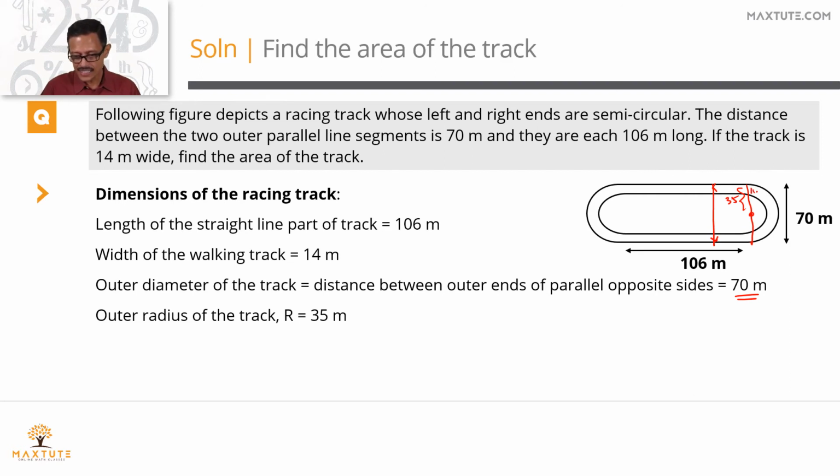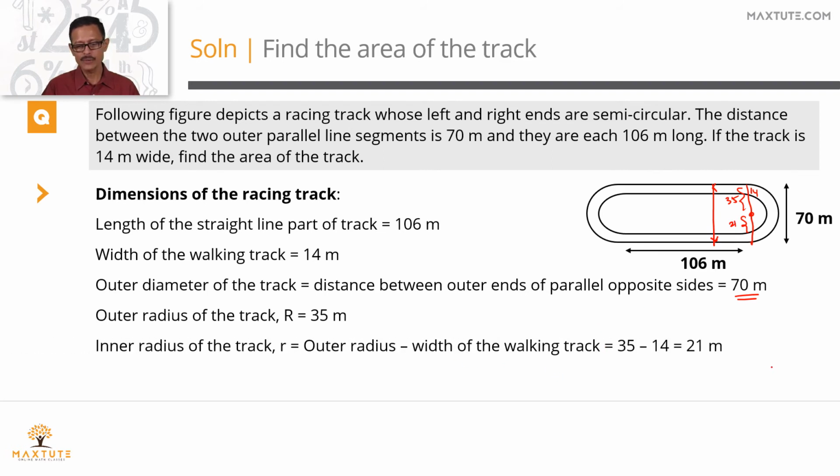The track width is equal to 14, which means the radius of the inner part of the semicircle is going to be 35 minus this 14, which is equal to 21 meters. So the semicircle, we know the outer radius, which is 35. We know the inner radius, which is equal to 21. So we'll be able to compute this area. We'll have to find out the second part, which is the area of the rectangular portion.